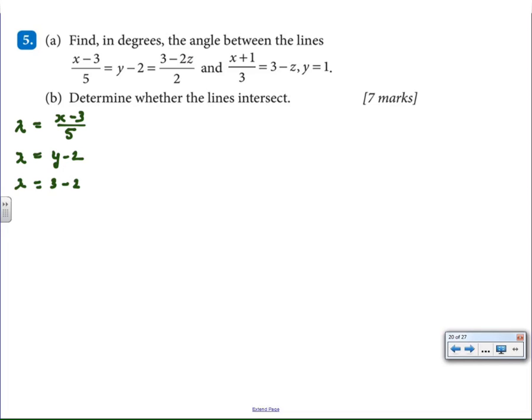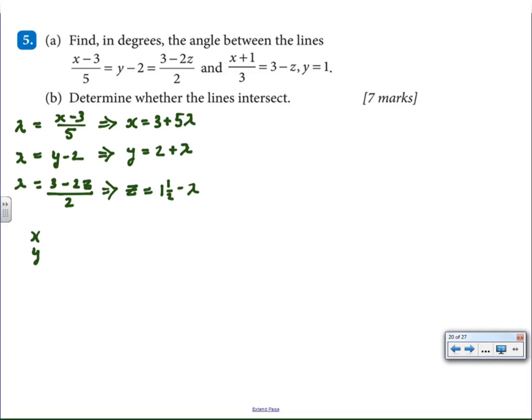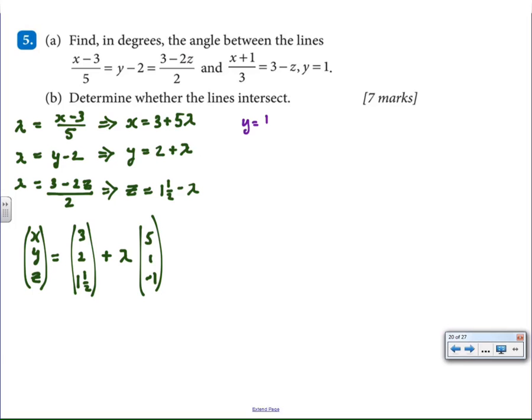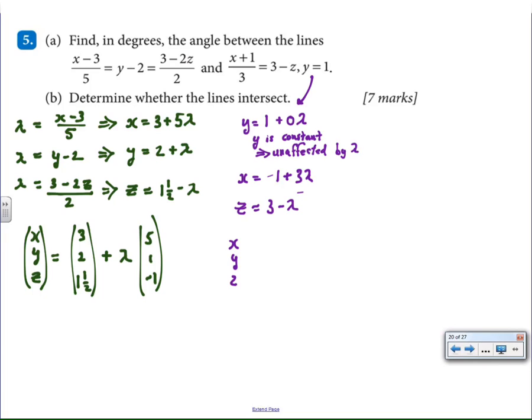So we begin by saying that each of these is equal to a parameter and solving for our x, y, z in terms of lambda. This is what's known as parametric form, and we convert parametric form into vector form simply by writing our parameters as vectors. Now, in the second case, we actually have an advantage. This makes things a little bit easier in the long run, and you'll see how.